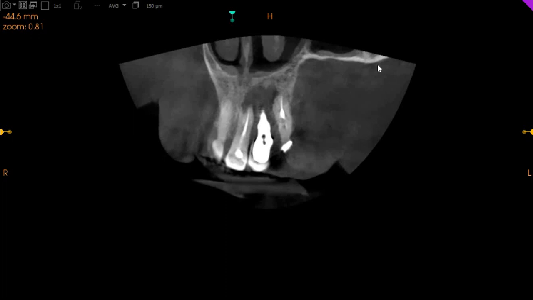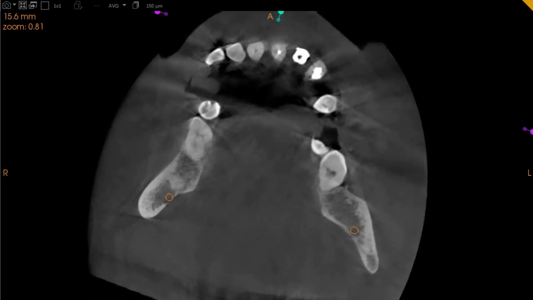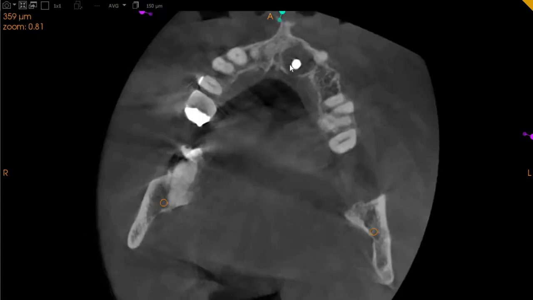This is the axial view, or the top to bottom view. Here also you can very clearly appreciate that this is the lesion and the implant is at the center of the lesion.